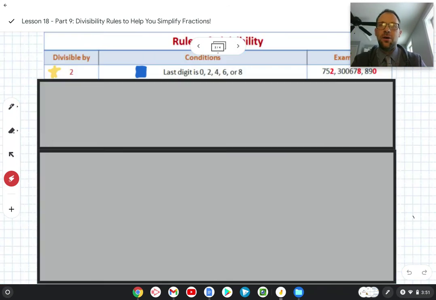So what is a divisibility rule? Well, it turns out that in math, there are certain rules that we can memorize that will tell us, just by looking at a number or doing a very quick calculation, if a number is divisible by another number.